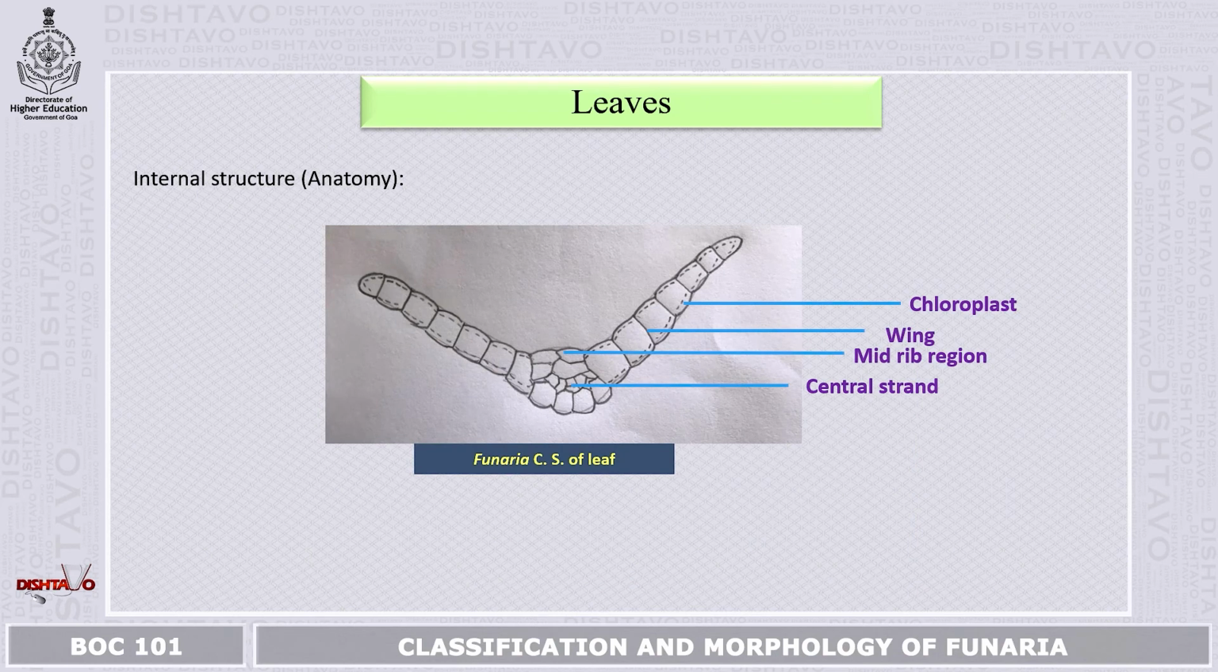This is the internal structure, the anatomy of the leaf. This is the cross section of the leaf, where you can see the chloroplasts and the wing-like structure present, along with the midrib region. This is the midrib region, and it has the central strand.